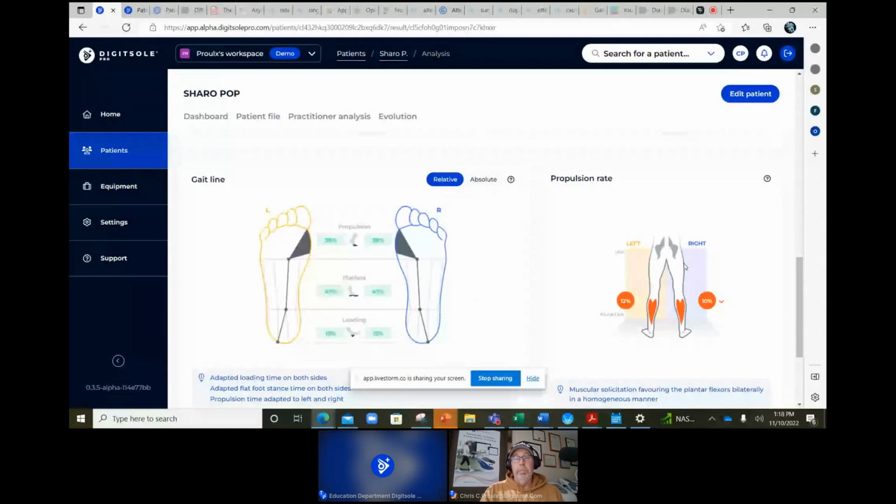So then we go over to propulsion rate. So propulsion rate is the ratio of involvement of the hip flexors and the plantar flexors when you are in the late stance phase and going into the early swing phase, right? So during walking gait, you toe off and then you lift that foot and then you go into that swing phase.